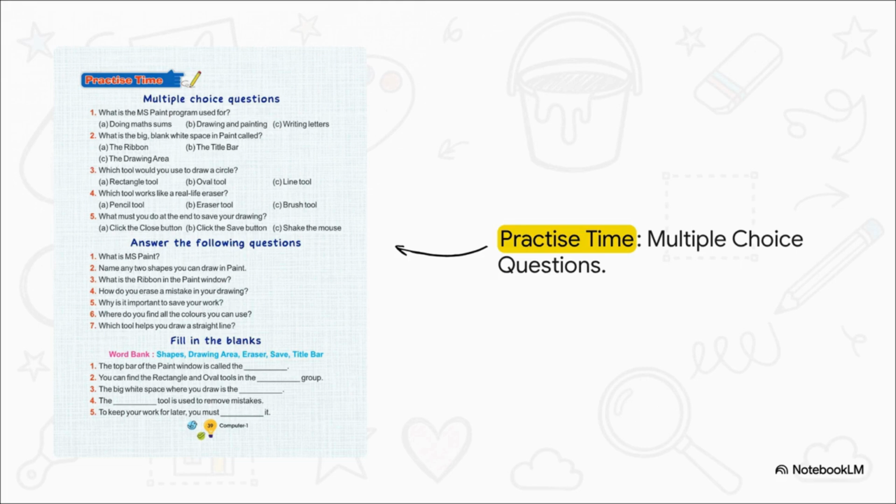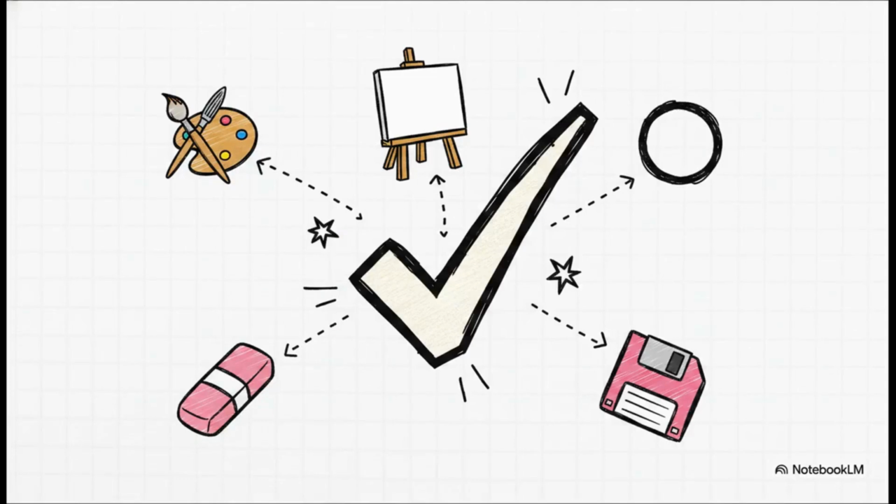Question 3. Which tool draws a circle? Rectangle, oval, or line? Question 4. Which tool works like a real-life eraser? And question 5. What must you do at the end to save your drawing? Click the Close button, click the Save button, or shake the mouse. Let's see how you did.